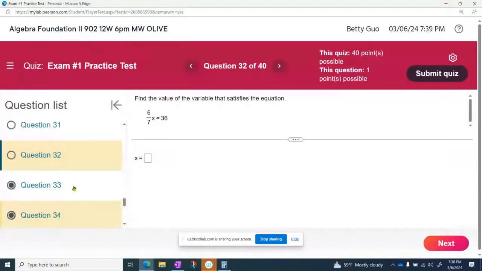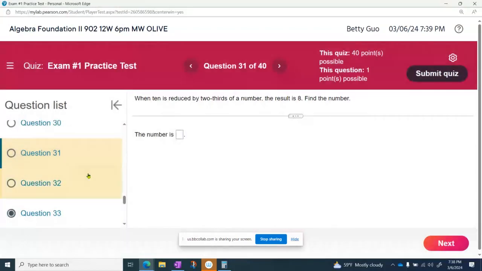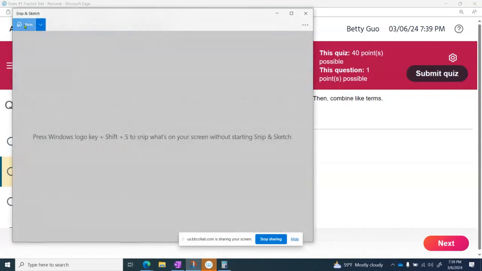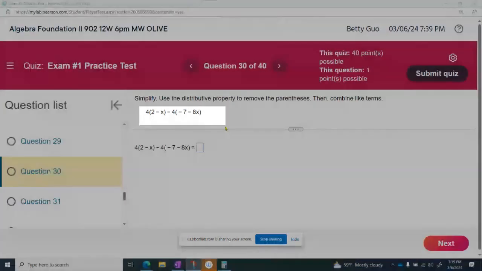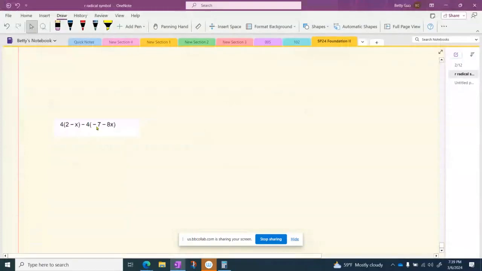All right. Let's give it a little time to load. Okay. We did this one already, right? 10 is reduced by 2/3 of number. Yeah, we did this one already. Number 30. Okay, simplify. Okay, this is a good one. I'll give you a little time to work on it on your own first.